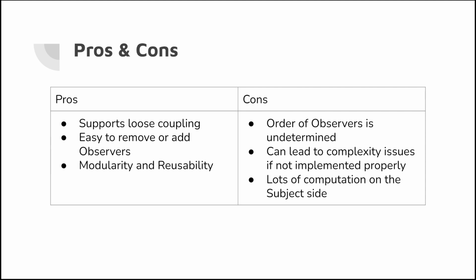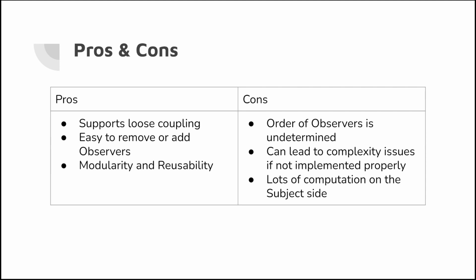So what are the pros and cons of using the observer model? The pros include that it supports loose coupling, meaning with that come modularity and reusability. If we have different subjects and observers, we can use the same ones for different parts of our project, regardless of how intertwined these two parts of the project are, they are still subject and observers.